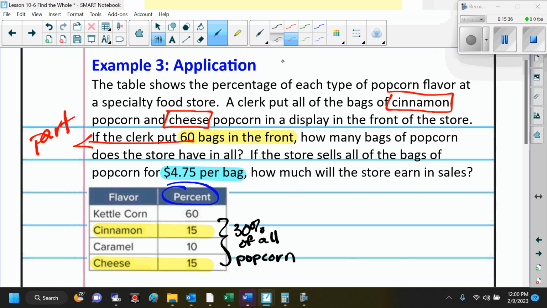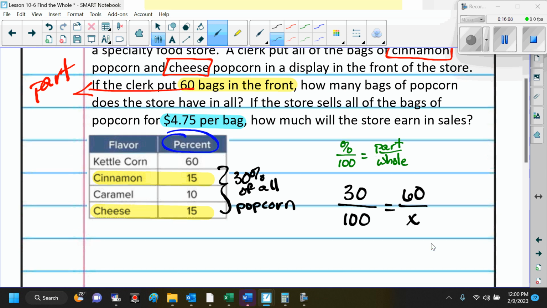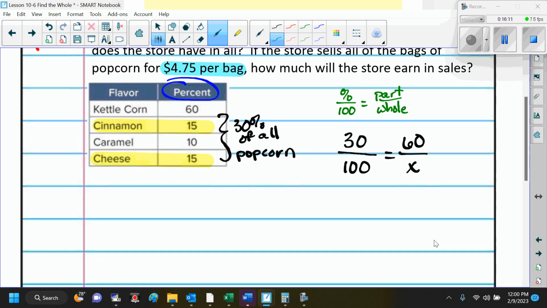So if I have my formula, we know the formula. We can solve for how much popcorn is in the entire store, right? So we said 30% of all of the popcorn is outside in front of the store. So 30 over 100 is equal to 60 bags in front of the store. And then we can solve for the whole inventory. Is everybody clear with that? All right. So how would you like to solve this? Okay. You can cross multiply if you want.